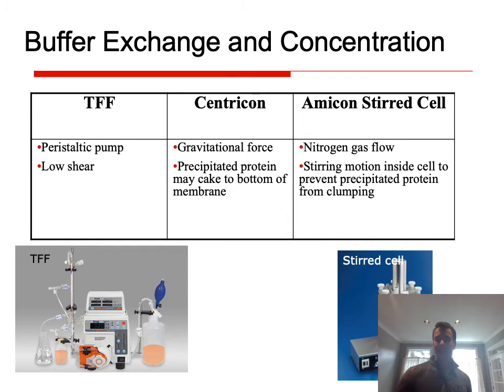You can also use something called an Amicon stir cell, which is sort of an in-between. It uses nitrogen gas flow and a stirring motion. It's shown down here at the bottom. So it prevents some of that precipitation from occurring. But all these use some sort of membrane that doesn't allow your protein of interest to cross over a molecular weight cutoff membrane, whereas small molecules like water and salts can pass through that membrane.